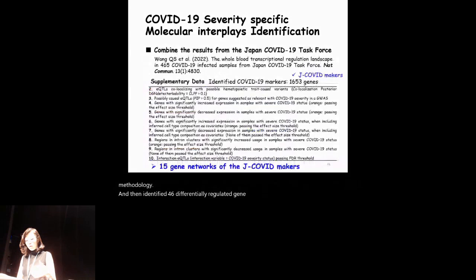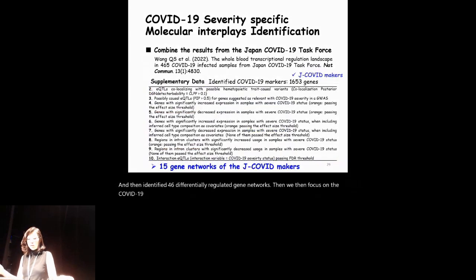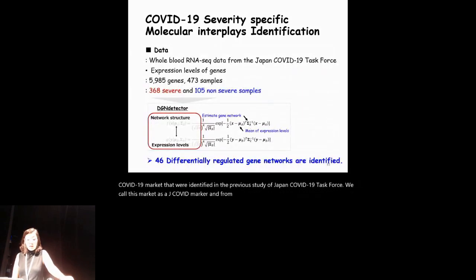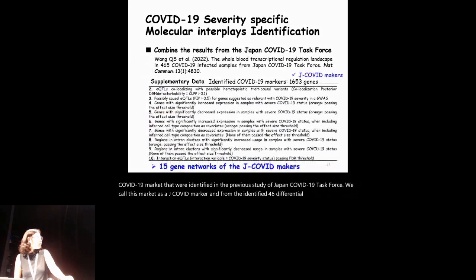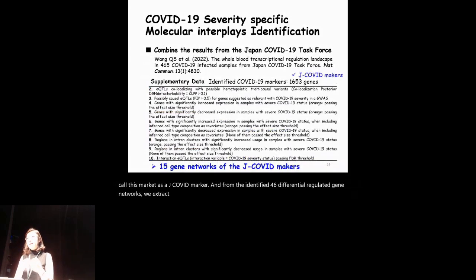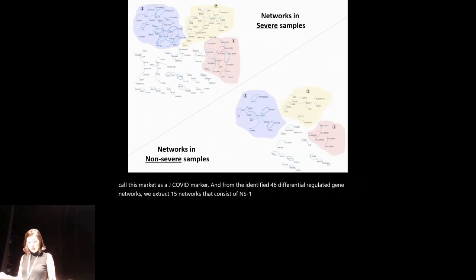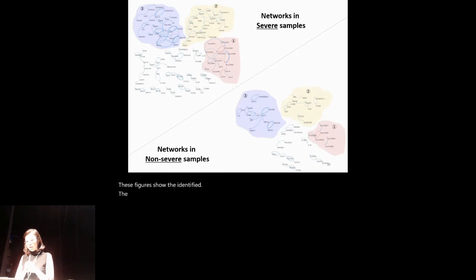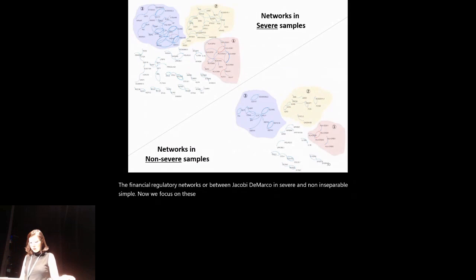Then we focused on the COVID-19 markers that were identified in the previous study of the Japan COVID-19 Task Force. We call these markers J-COVID markers. From the identified 46 differentially regulated gene networks, we extracted 15 networks that consist of at least 1 J-COVID marker. These figures show the identified differentially regulated gene networks of J-COVID markers in severe and non-severe samples. Now we focus on these 3 large-scale gene networks.